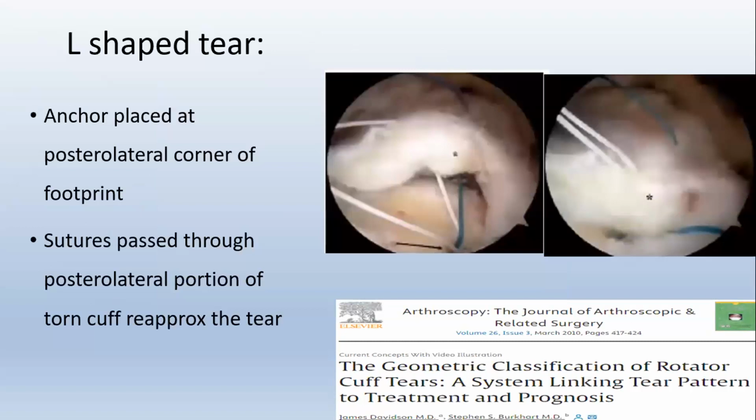Here, in the L-shaped tear, the anchor placement is important, where it should be placed at the posterior lateral corner of the footprint. That is, bringing the apex to the posterior lateral aspect, and sutures are also passed to the posterior lateral portion of the torn cuff that will be approximating the tear pattern.